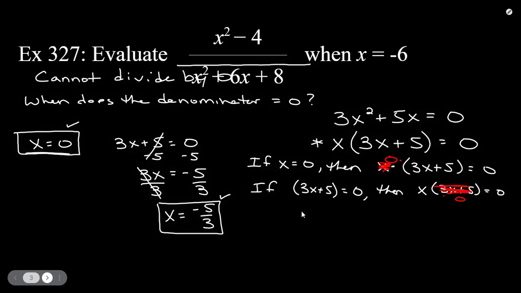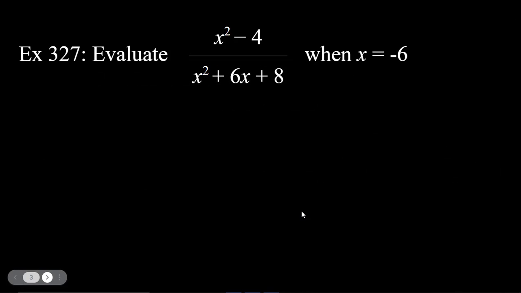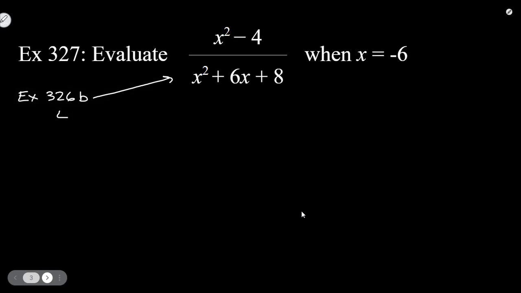Now in class, there was some question of, is 0 always going to be one of the answers for the excluded values? And I said in class, no, that's not going to be the case. So I used this example, 327, and we said, okay, let's add 326b, and we're going to use this fraction, but we're going to state the excluded values again.